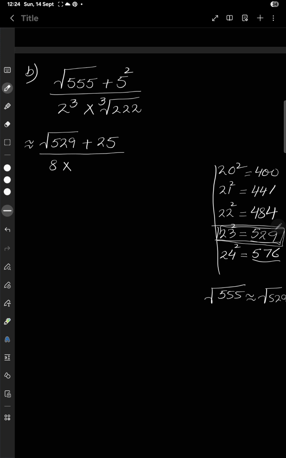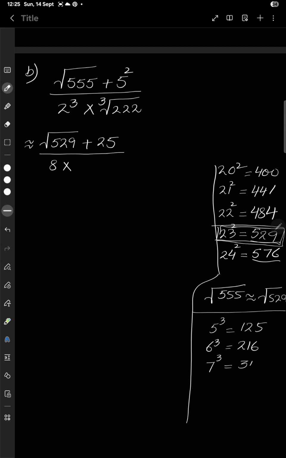Now let's see for the 222. This number 222 is enclosed in a cube root, so it must be a perfect cube. Let's see whether it is a perfect cube or not. If I take 5 cube, my answer will be 125. If I take 6 cube, my answer will be 216. If I take 7 cube, my answer will be 343, which is bigger than 222. So 222 is not a perfect cube, as you can see.